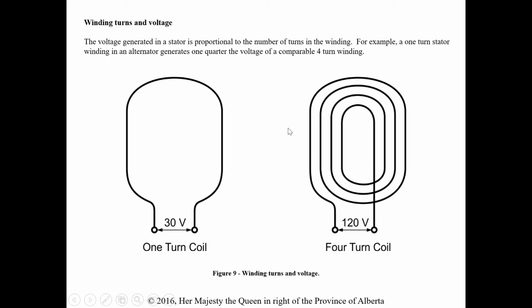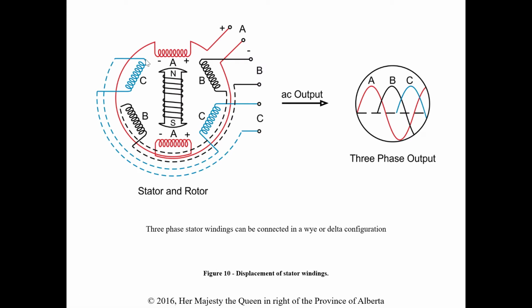Okay, so then they talk about your winding turns as well, just kind of the same as what we talked about in DC, where we have basically more windings equals more voltage output. So number of turns, for example in this one, a 1-turn stator of an alternator generates 1/4 of the voltage of one that would have a 4-turn winding. So we're really getting 4 times the output, just like we talked about in DC.